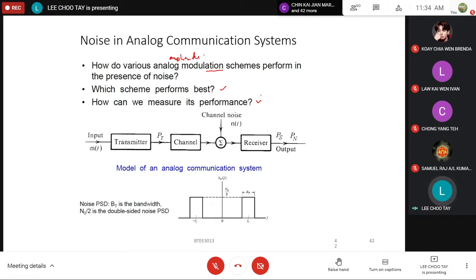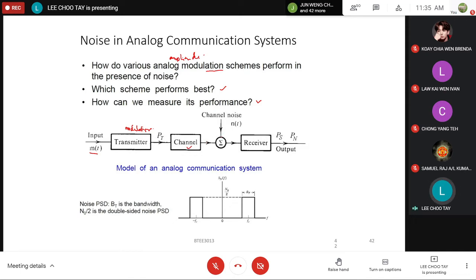Okay, so this diagram shows you the model of an analog communication scheme, where we have our input signal, called m(t) here. This signal goes through a transmitter. This transmitter basically converts the signal to a form that is suitable for transmission. In our case here, this is our modulation circuit. Then this signal will travel through the channel. In the channel, noise will be added to the signal that we have.